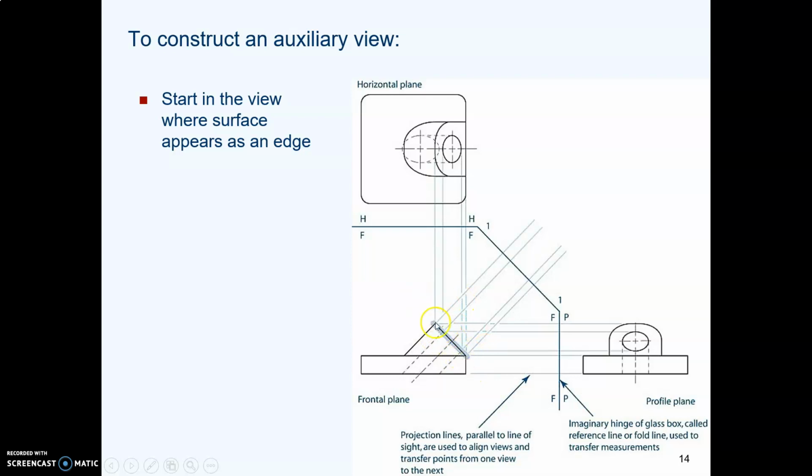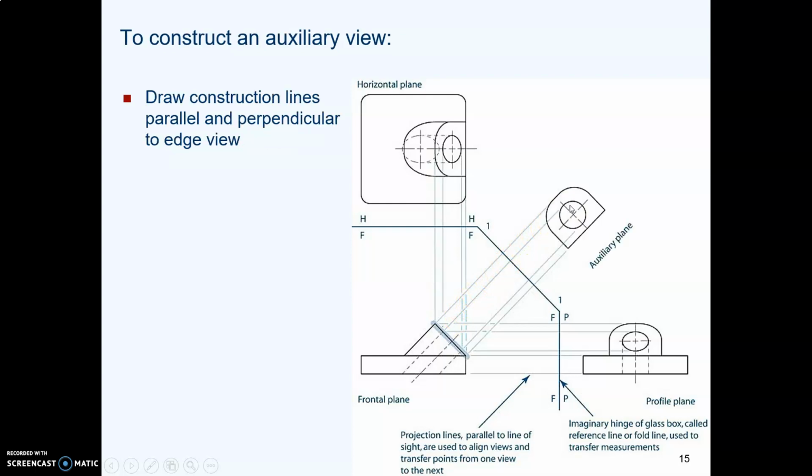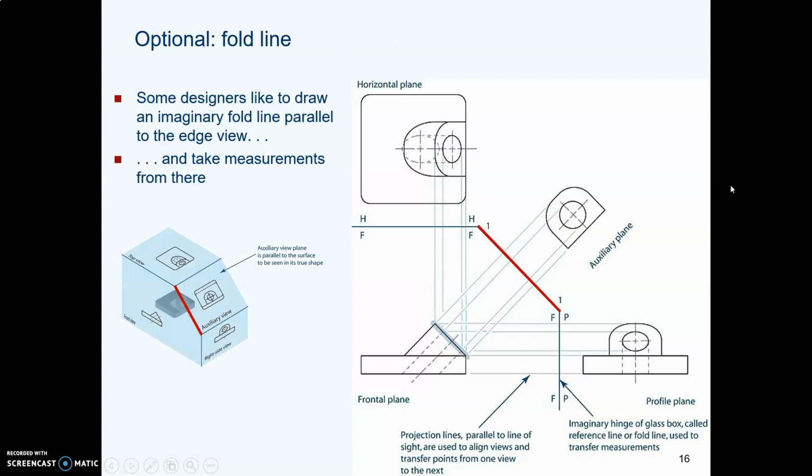You find the view where that inclined surface looks like an edge, and you run construction lines perpendicular to that edge. And then your auxiliary view has lines that are either perpendicular to that edge view, or they are parallel to that edge view.